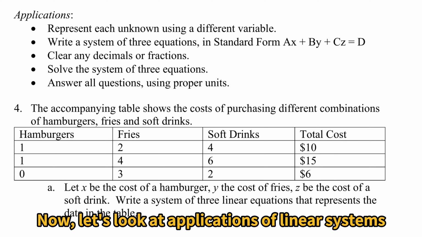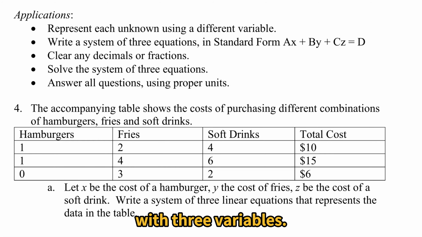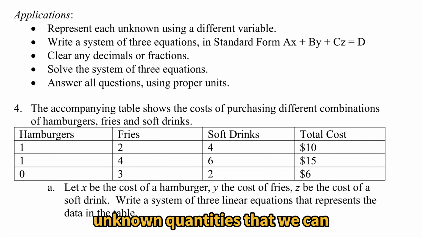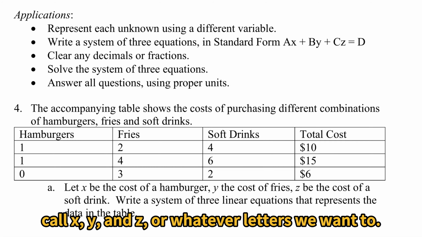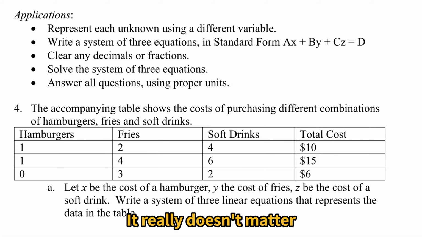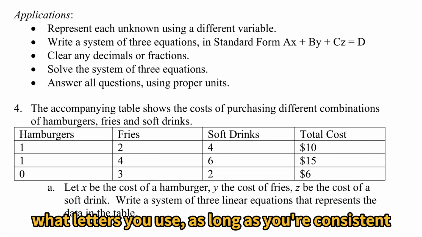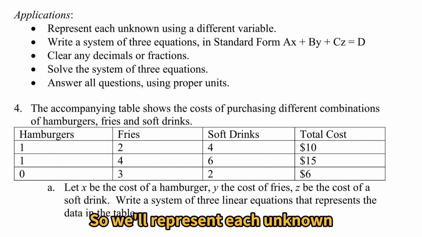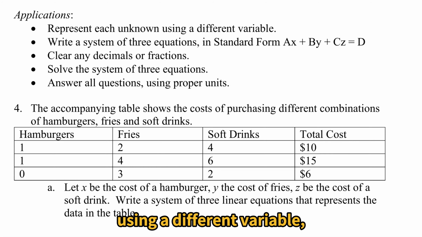Now let's look at applications of linear systems with 3 variables. In these problems, we're going to be looking for 3 unknown quantities that we can call x, y, and z, or whatever letters we want to. It really doesn't matter what letters you use, as long as you're consistent and you know what those letters stand for. So we'll represent each unknown using a different variable, up to 3 variables. We'll write a system of 3 equations in standard form.